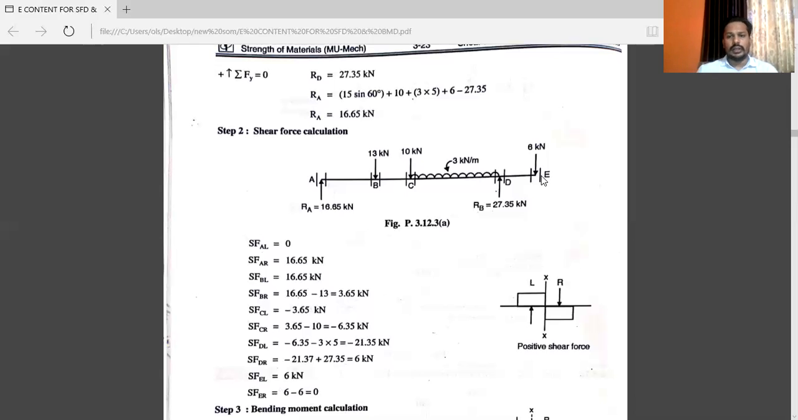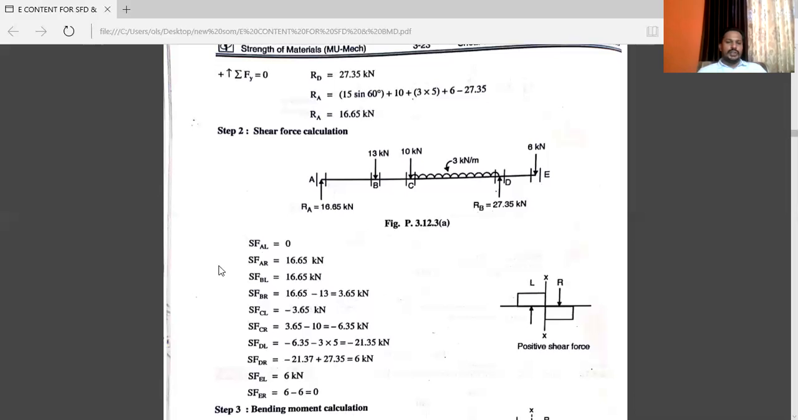E just to the right. You can see this is the last point, E just to the right. Shear force calculation. You have to consider all left side forces from the section. So plus RA minus 13 minus 10 minus 3 into 5 plus 27.35 minus 6 is equal to 0. You can see shear force at point E just to the right is equal to 6 minus 6, that is 0.